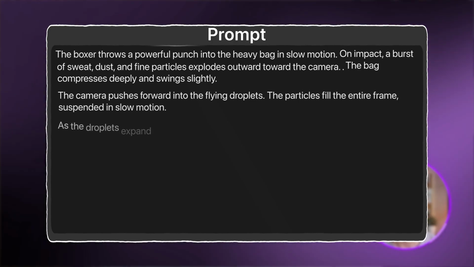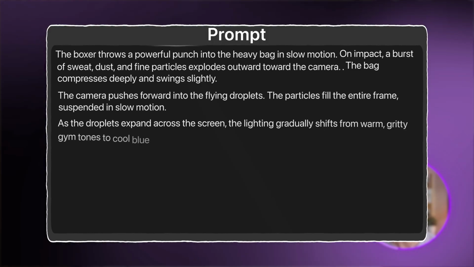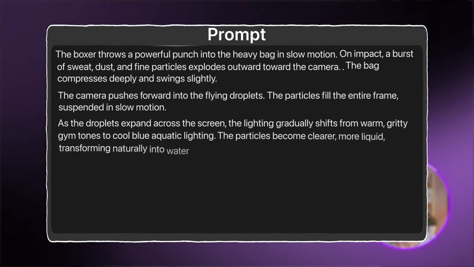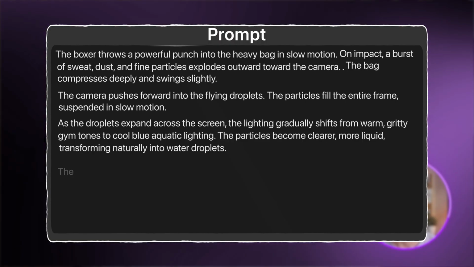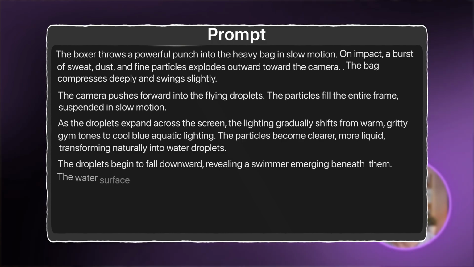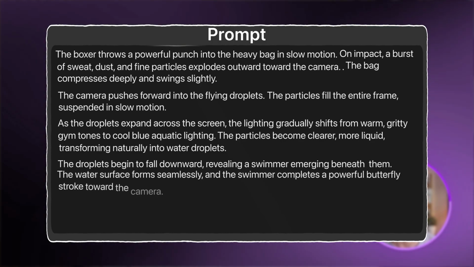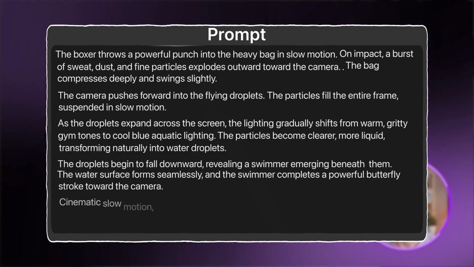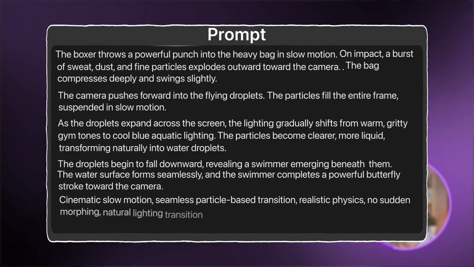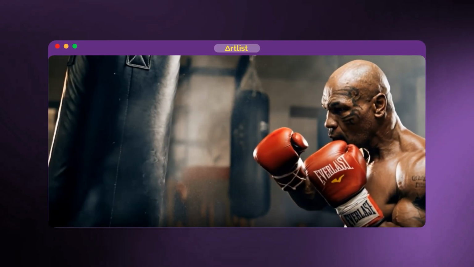As the droplets expand across the screen, the lighting gradually shifts from warm, gritty gym tones to cool blue aquatic lighting. The particles become clearer, more liquid, transforming naturally into water droplets. The droplets begin to fall downward, revealing a swimmer emerging beneath them. The water surface forms seamlessly, and the swimmer completes a powerful butterfly stroke toward the camera. Cinematic slow motion, seamless particle-based transition, realistic physics, no sudden morphing, natural lighting transition from warm gym to cool pool atmosphere.